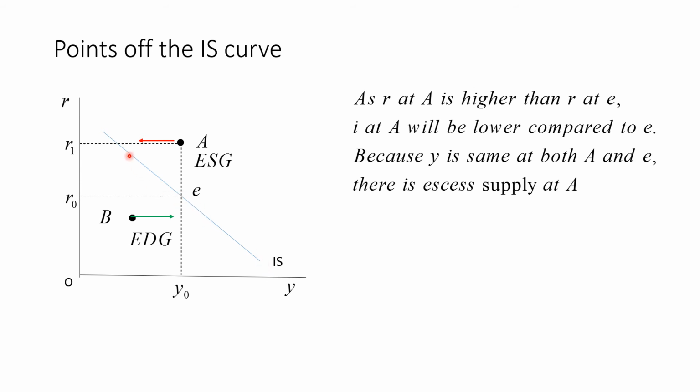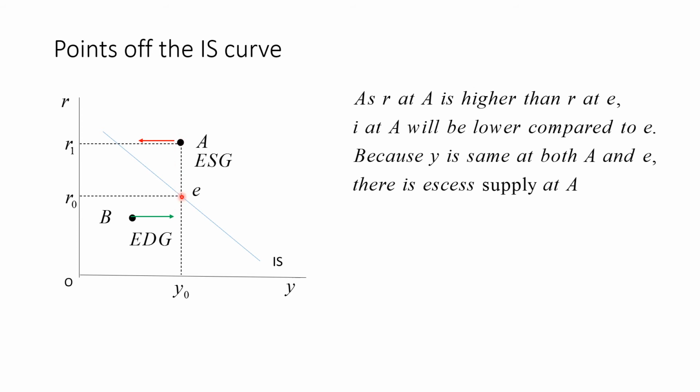So on the curve, if you move along the curve, all the points signify the product market equilibrium condition. That means if you consider a point which is off the curve, say point A here, which is above the curve, you have disequilibrium here. The product market is not in equilibrium at point A.